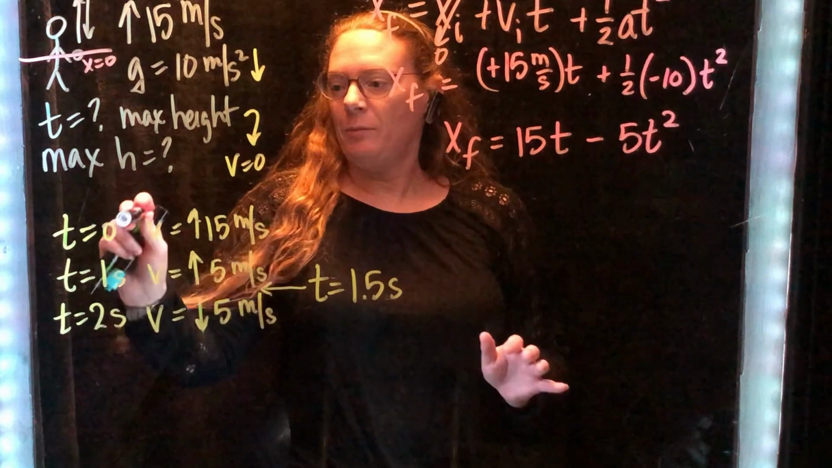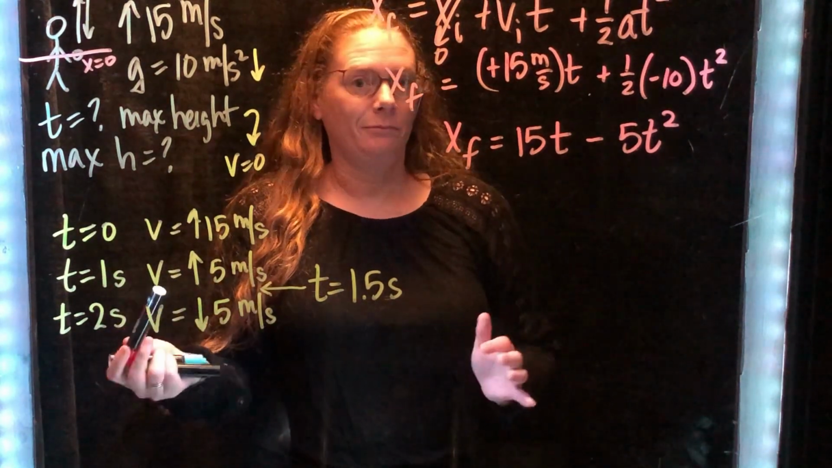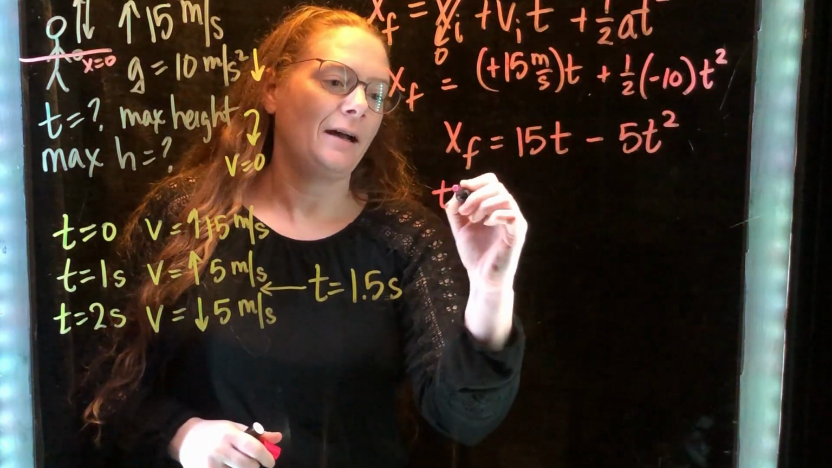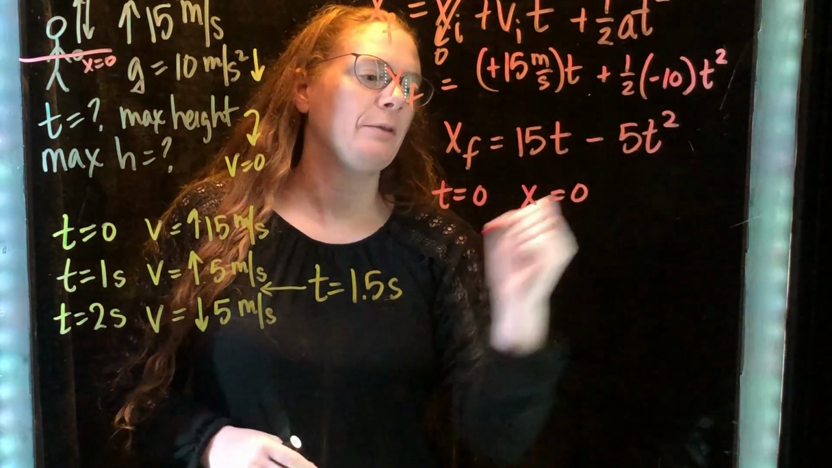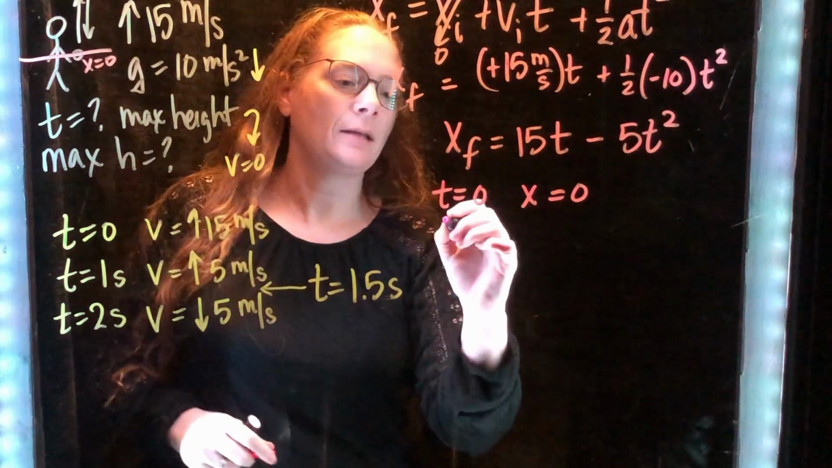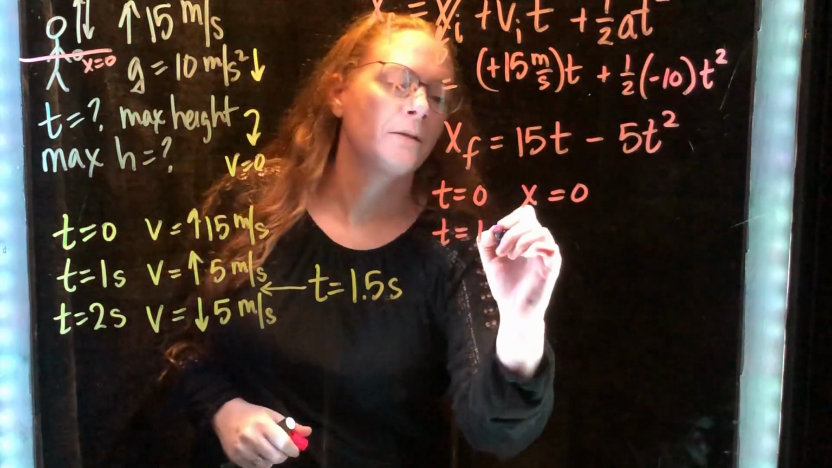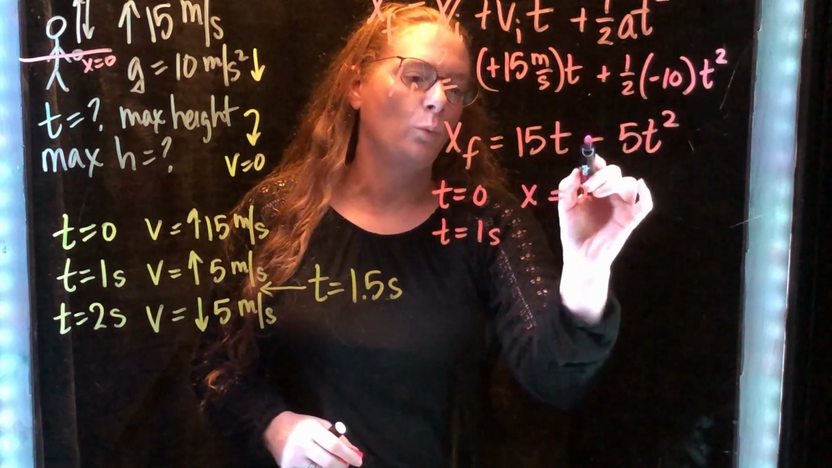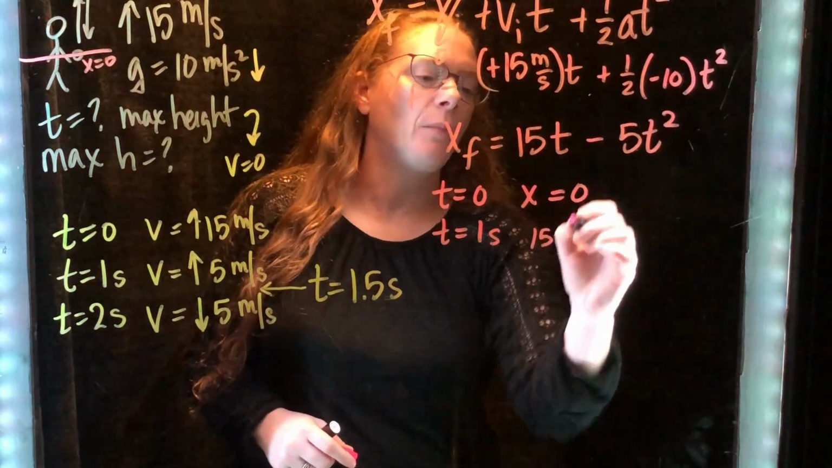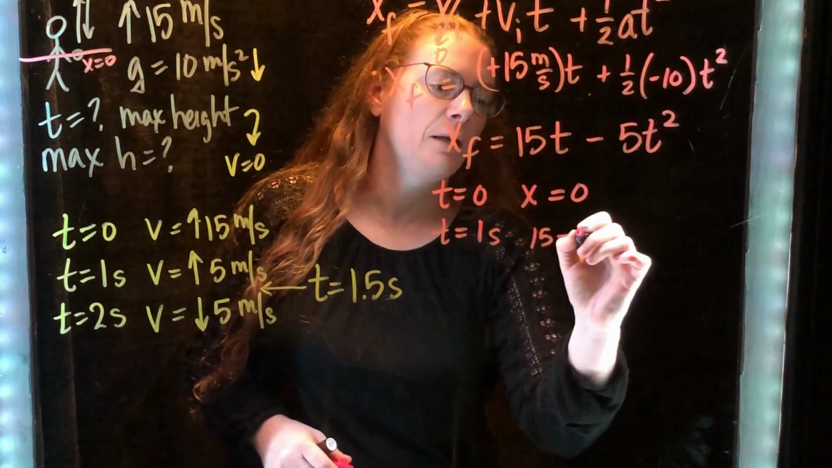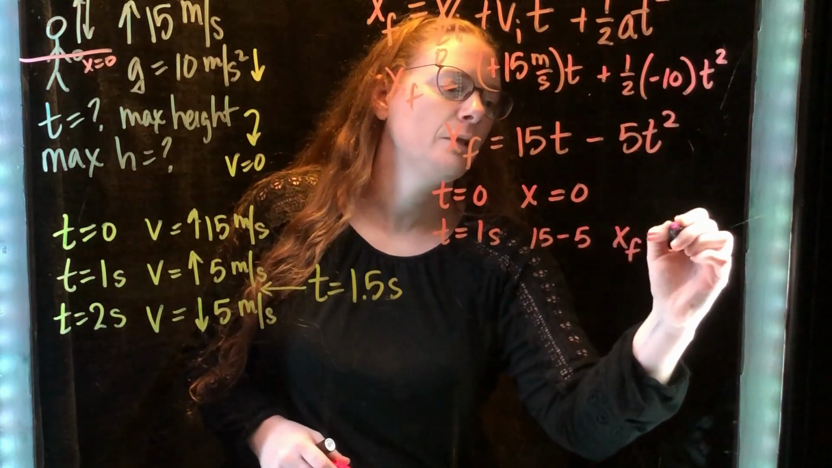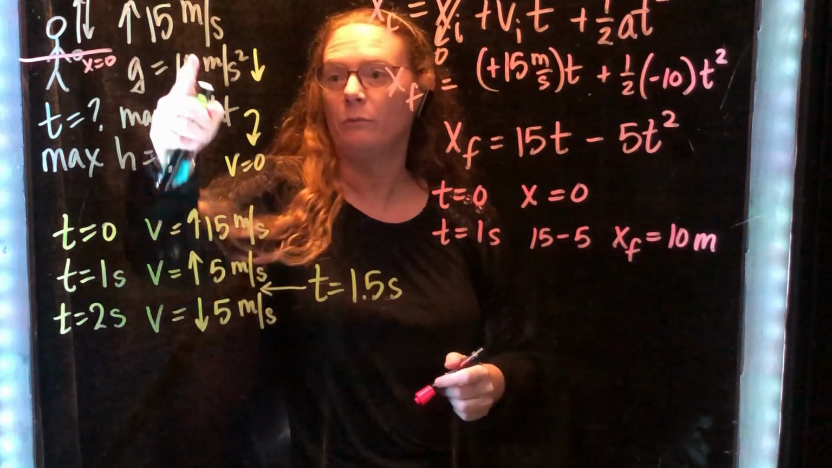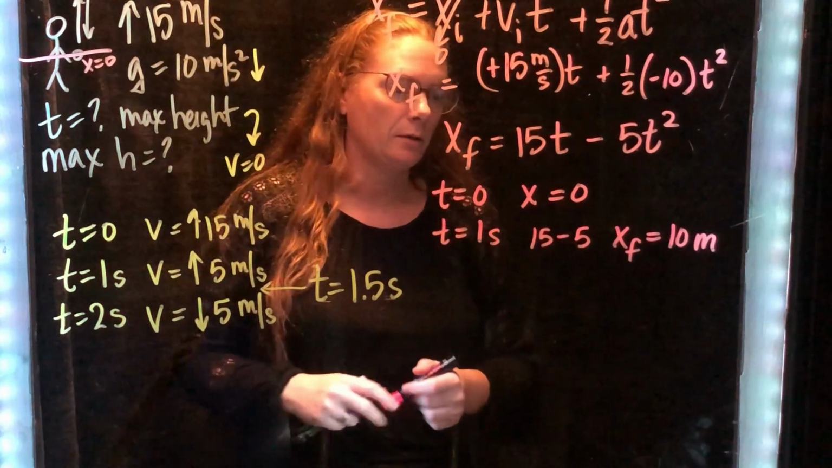All right, let's do the same thing. 0, 1, 2, and let's see what we get at 1.5 as well. At time 0, my position is 0 because that's what we decided. At time 1, what is my position? 1 second, we have 15 times 1, 15, minus 5 times 1 squared, -5. My final position here is 10 meters. That's pretty high, 30 feet. Well, but again, we're tossing this upward at about 33 miles an hour.